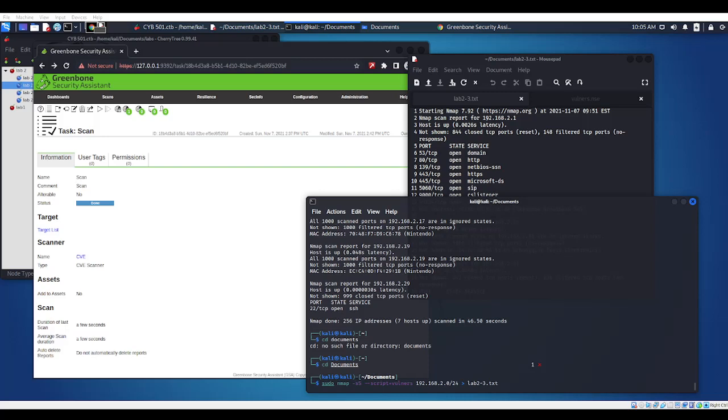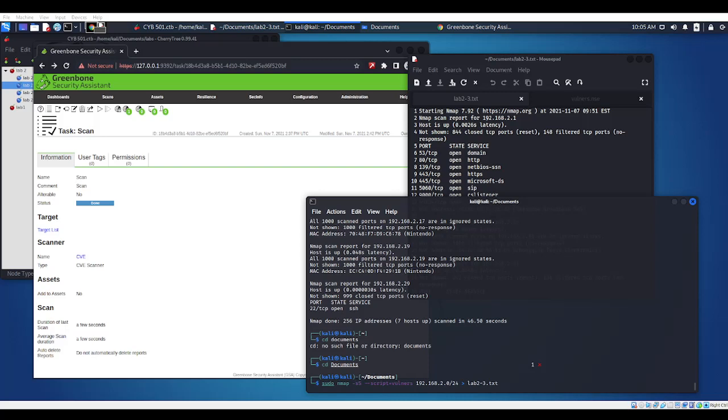Hello, this is my submission for Lab 2.3 with Cybersecurity 501 at St. Bonaventure University. The point of this lab was to run a few targeted scans using different tools and to view the results and compare and contrast the tools.